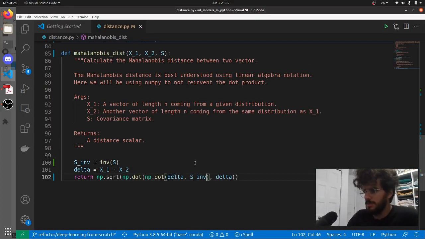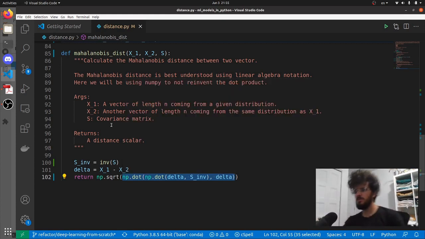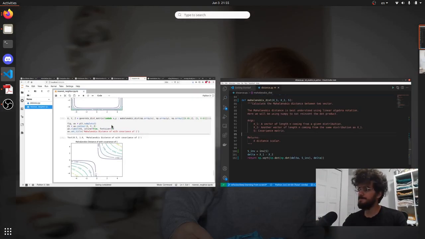It's pretty simple. What we're doing here is calculating the difference between x1 and x2, which are our 2 vectors. Here, this is the covariance matrix, and basically we're taking the inverse of it because that's what the formula requires, and we're doing a dot product between those 2, and then a dot product between the result of this dot product and the delta, and then we're squaring everything else. I used NumPy because I didn't want to reinvent the dot product. So let's take a look at what kind of visual we get.